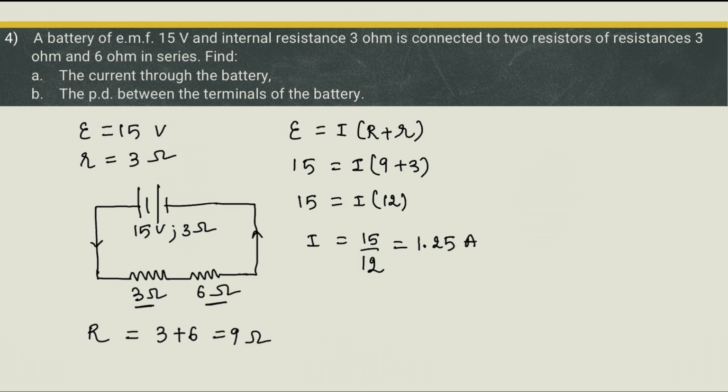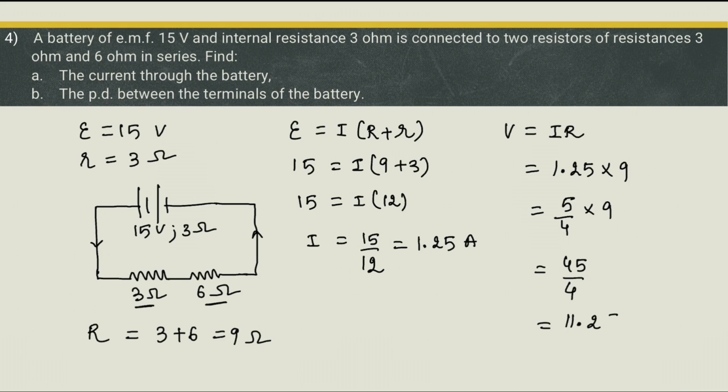Alright, 1.25 ampere. PD between the terminals of the battery, that is terminal voltage, is current into external resistance. Current is 1.25 into external resistance 9. Instead of 1.25, of course you can put the value 5 upon 4 into 9, that is 45 divided by 4, which comes out to 11.25 volt. 11.25 volt is the PD between the terminals of the battery.